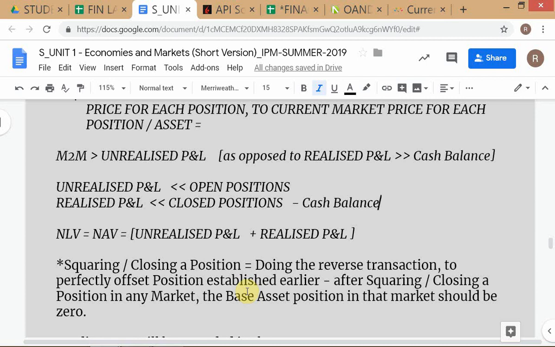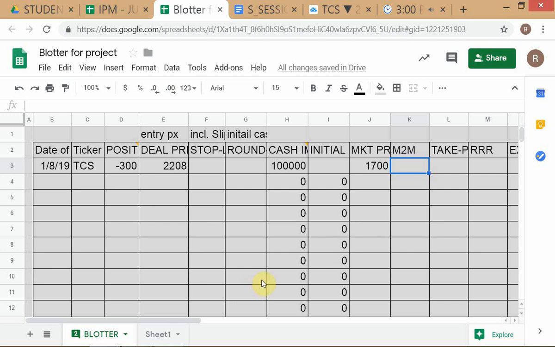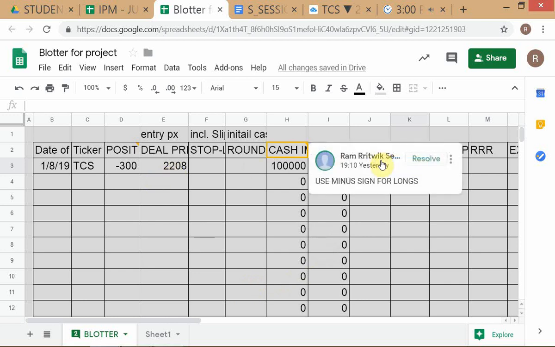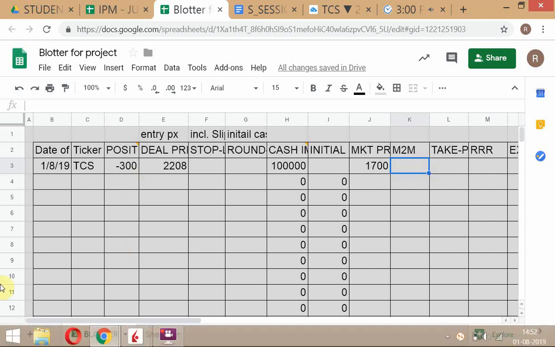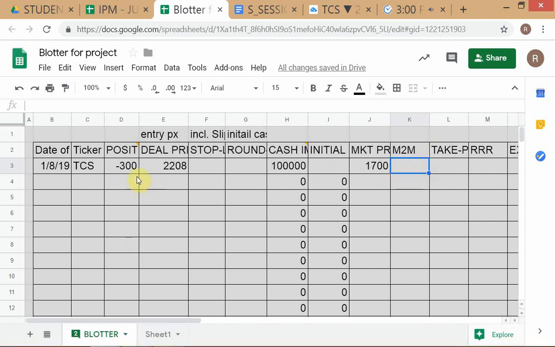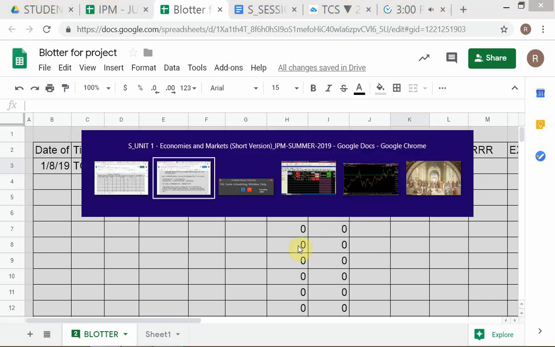So if you have gone short at a much higher price and the current market is lower, you will see that M2M showing a profit. Mark to market profit, we usually show the mark to market profit or loss. We don't show the position value, we show the mark to market profit or loss. So in this case what we will have is basically this 2200 minus 1700 into the 300 shares. Is this clear? So you can write the formula in such a way that when it's a loss it shows as a negative.